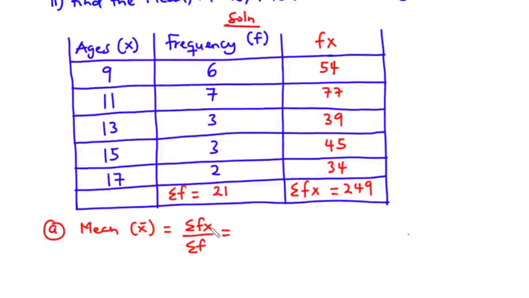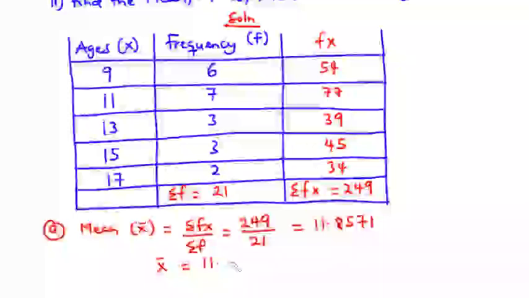Now summation of fx is 249 divided by summation of f, which is 21. Now when you do your division, you are going to get 11.8571. So the mean is equal to 11.86 in 2 decimal places.